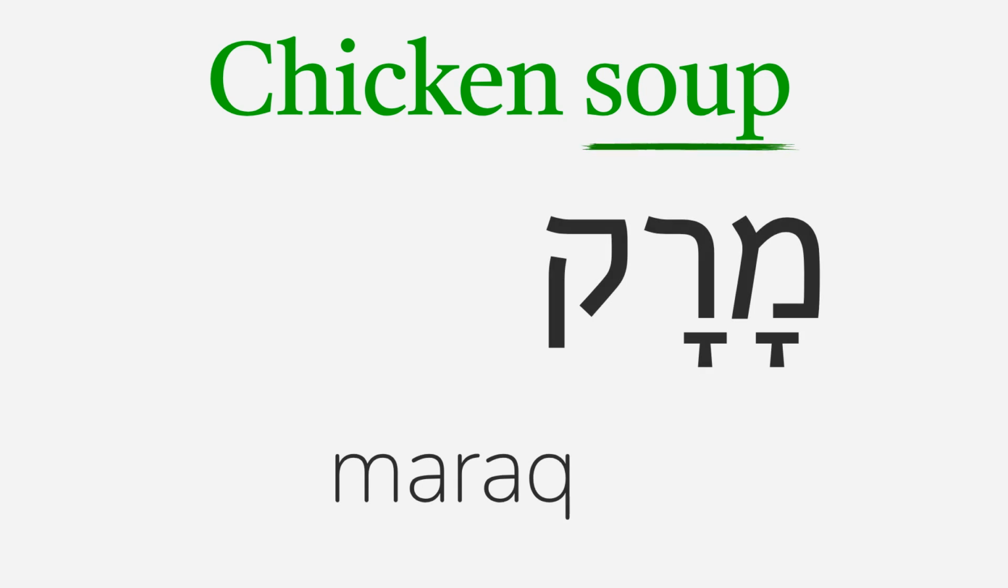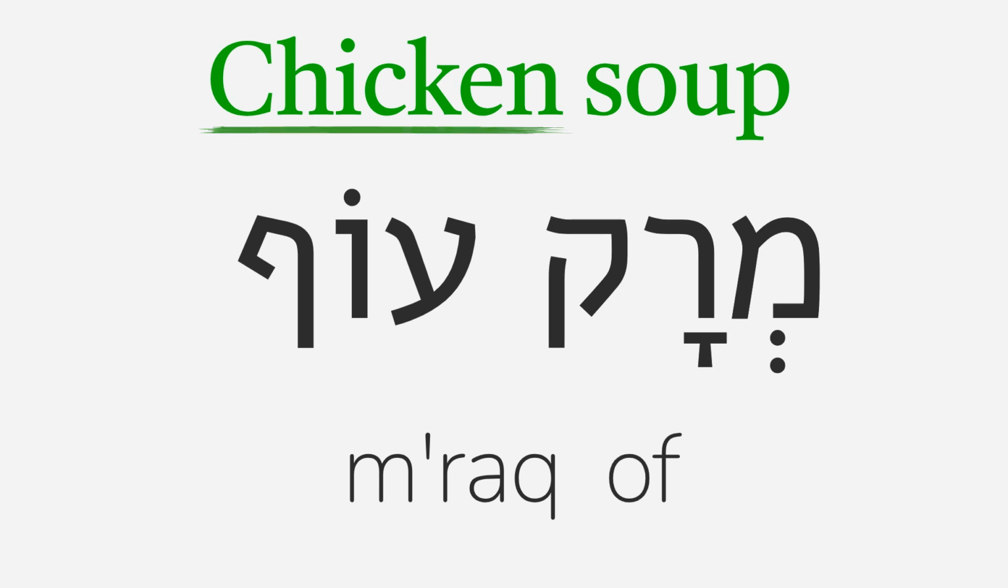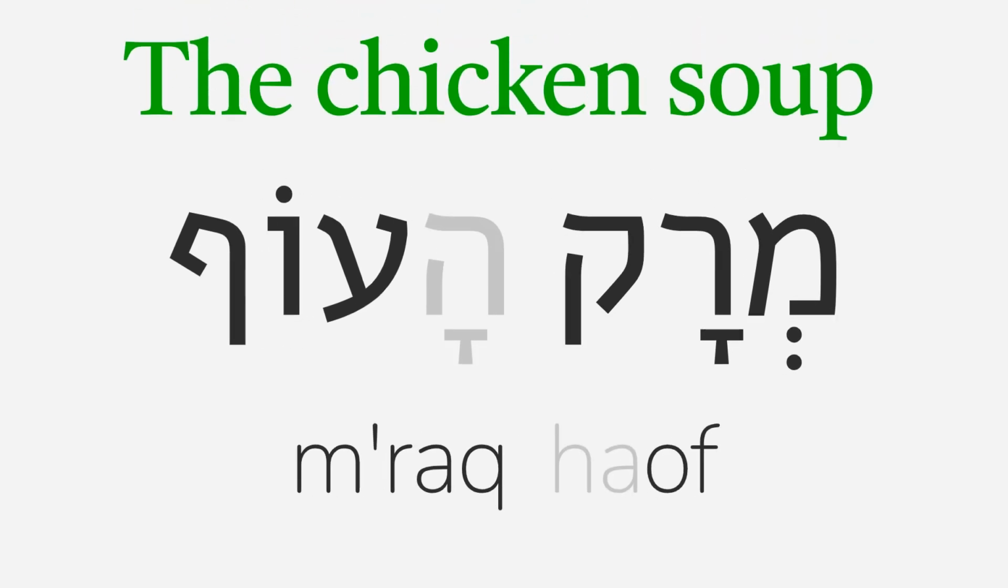Chicken soup in Hebrew works the same way. We put marak, soup, in construct form, which, like karich, is with that a vowel at the beginning, shortened to a shva, mrak. And then we say what the soup is of. Of, chicken. Mrak of, soup of chicken, chicken soup. And to say the chicken soup, we add ha to the last word, mrak ha-of, the chicken soup.